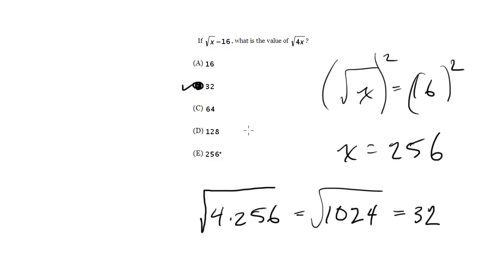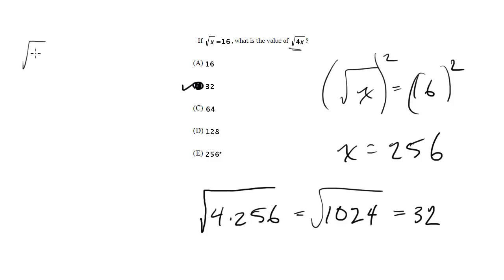I think there's a better way to do it than this, because you've got to find out what x is, and then you've got to plug it in and square root it. It's not hard, but obviously we want to look for different ways to do this kind of problem. So what I would like to do is use our properties of radicals. We're given square root of x is 16. We want to know square root of 4x.